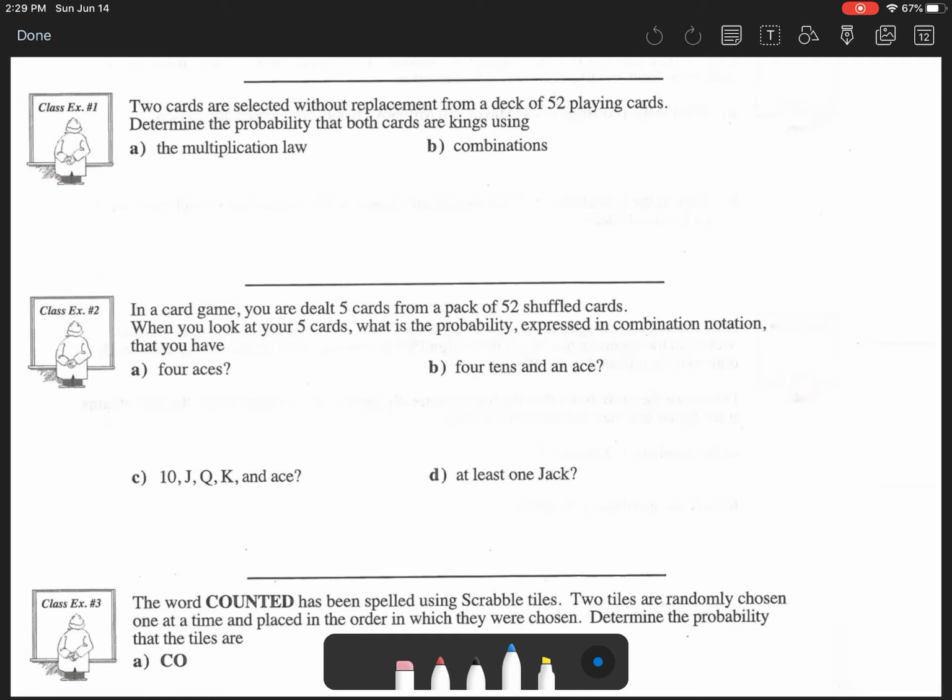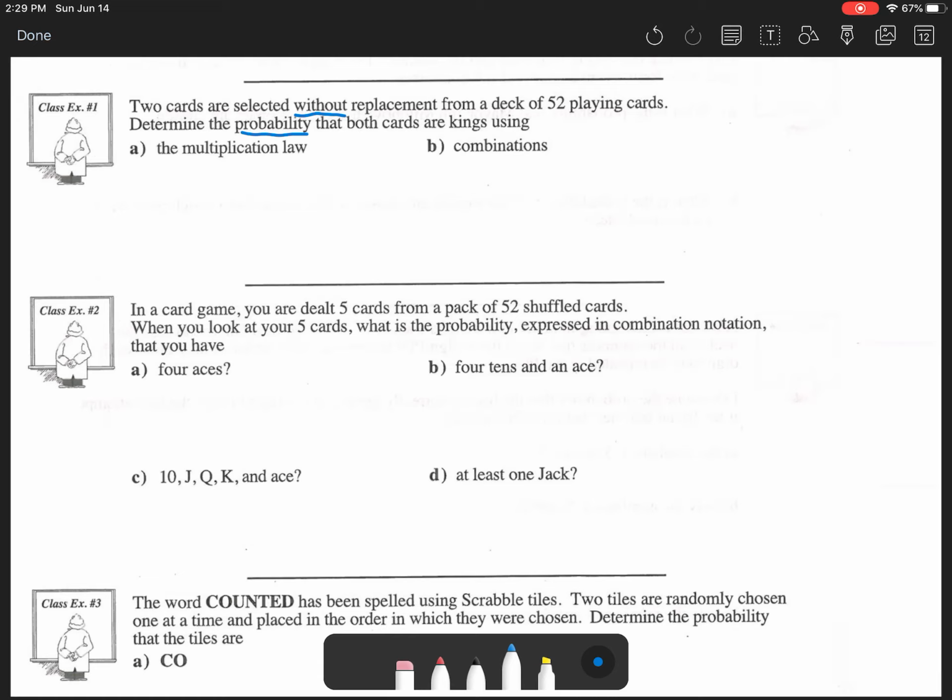When I look at the question, you may have noticed that when I read it, I said "without" and kind of emphasized that. That's obviously important. I'm not putting the card back, and then they want probability, not just the number of ways something can happen, but the probability that something will happen.